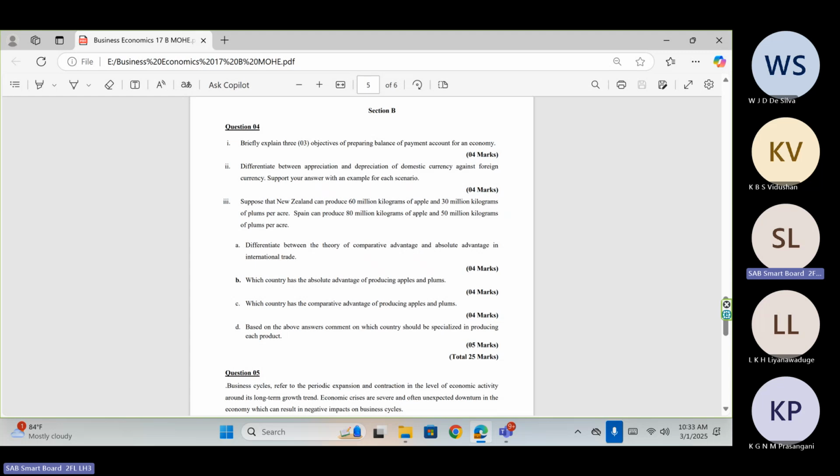So, differentiate between appreciation and depreciation of domestic currency against foreign currency. Suppose you answer with an example for each scenario. What is meant by depreciation? Before that, you should explain the exchange rate here, right? Even though the word is not there, you should know this is asking about the exchange rate. Whether what is happening to the exchange rate. When the foreign currency or domestic currency is depreciating, what is happening to the exchange rate?